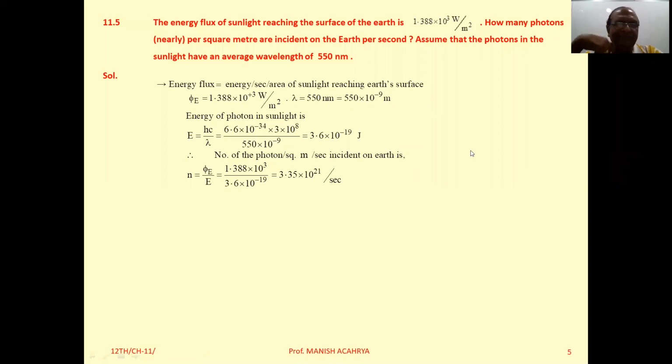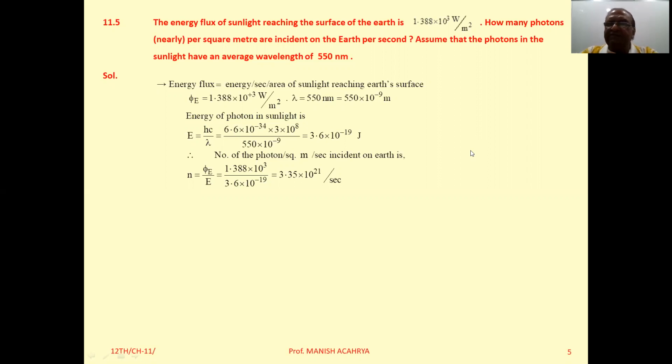11.5. The energy flux of sunlight. Energy flux is the intensity itself. Energy flux of sunlight reaching the surface of the earth is 1.388 into 10 raised to 3 watt per meter square. How many photons nearly per square meter are incident on the earth per second? Assume that the photons in the sunlight have an average wavelength of 550 nanometer.